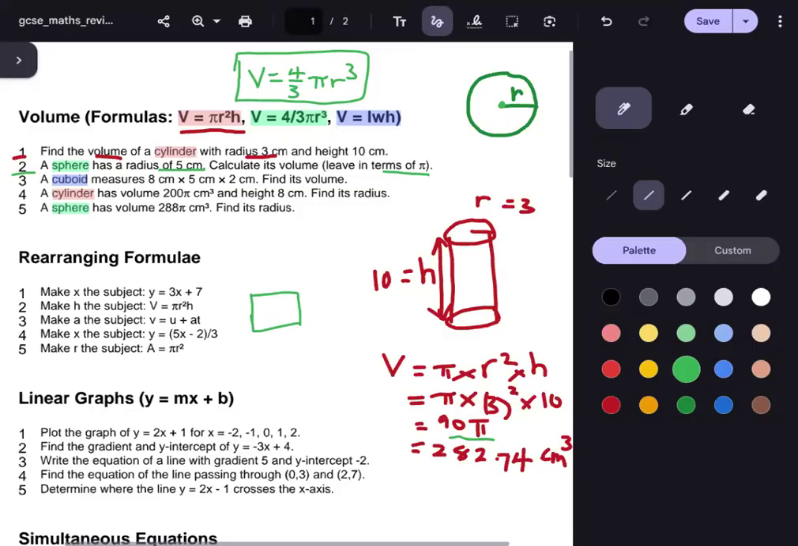Is it 523.6? Can you repeat your answer? 523.6. So I asked you for the answer in terms of pi. So when you pressed equal to on your calculator, 500 over 3 is 5 cubed, yes, that is correct. So it's 500 over 3 pi.